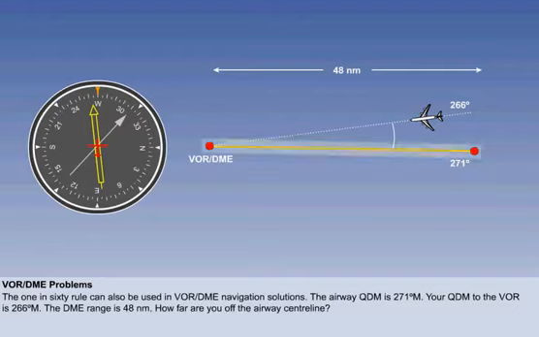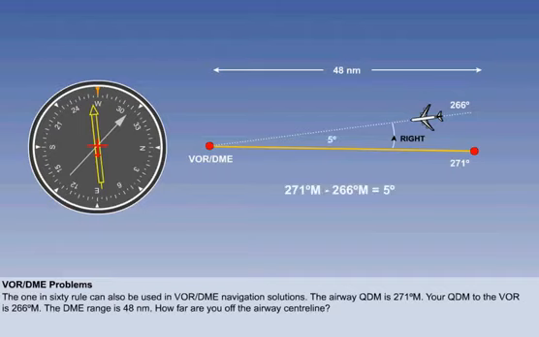The airway centerline is 271. Your bearing to the VOR is 266. This means that you need to take up a track to the left. Therefore, you are to the right of the centre line. 266 is 5 degrees difference from 271. So if we were at 60 miles, we would be 5 miles right. But we are at 48 miles. 48 is 4/5 of 60. With only 4/5 the distance to go, we are only 4/5 the distance off. We are 4 miles right of the centre line.